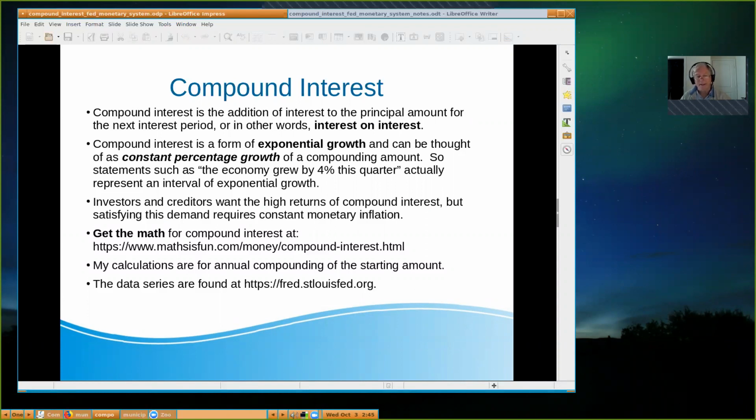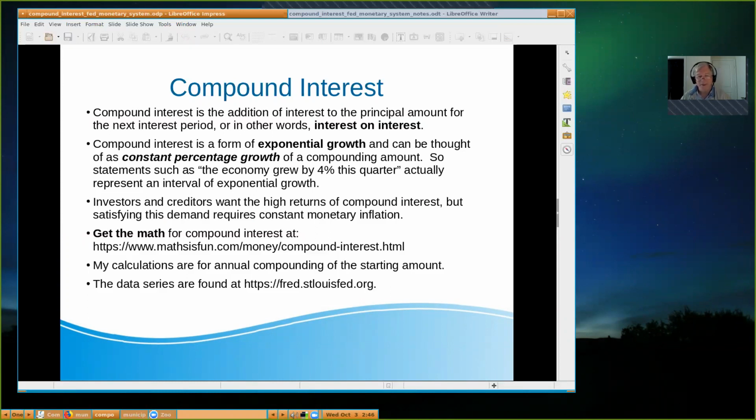And then the second year is added, and so for the third year, it's the first and second year interest added, and so the amount that you're collecting interest on increases, it compounds. It's a form of exponential growth and can be thought of as constant percentage growth of a compounding amount. So if you hear a statement like the economy grew by 4% this quarter or this year, that is an interval of exponential growth. And people, creditors and investors, they like compound interest because there are incredibly high returns that can be obtained over a period of time with compound interest.